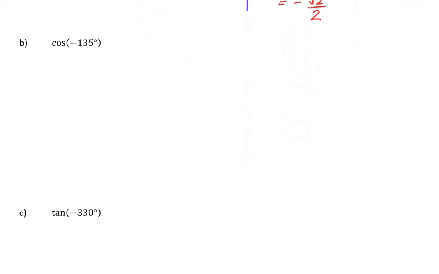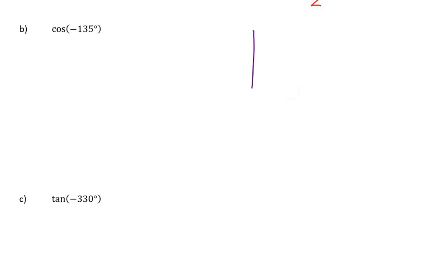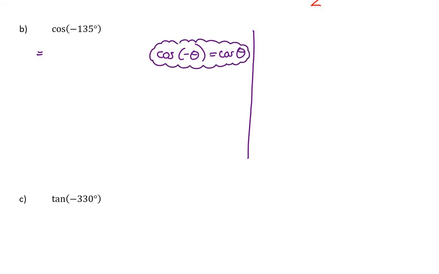Okay, let's try another one. Again, I'm going to divide my page in half, because there's two ways to do it. So the first way to do it, we'll say we're doing cos, and I remember that cos of a negative angle is exactly the same thing as cos of that angle. The negative plays absolutely no role at all. So if I remember that, I will go straight to the fact that this is cos 135 degrees.